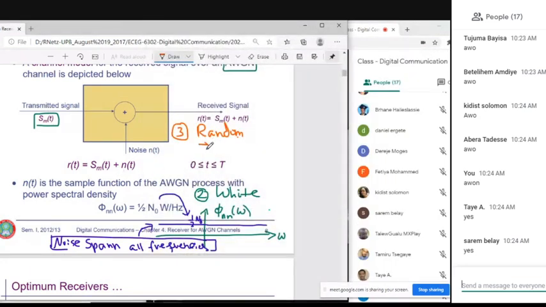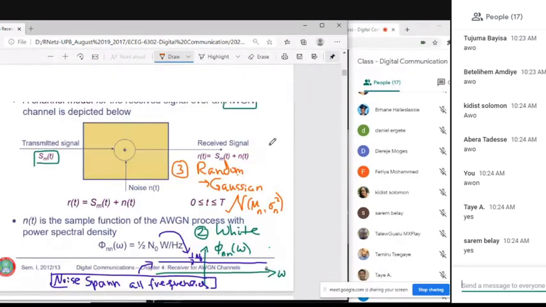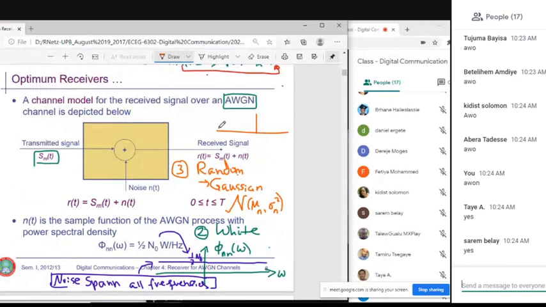Okay, it's Gaussian and it's random, and the distribution is assumed to be Gaussian. Of course, if it is Gaussian, then we know that the key parameters that are used to specify a Gaussian process are the mean and the variance. If you're given a certain Gaussian process, that's the mean, and the deviation from the mean is captured by the variance.